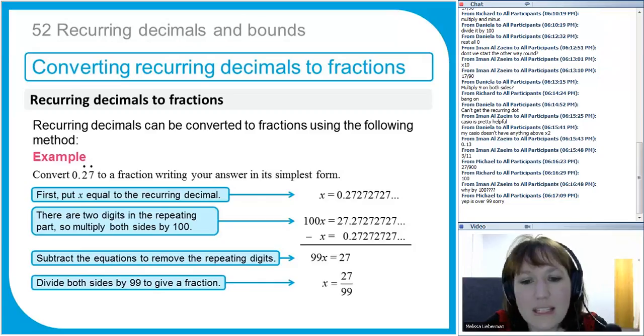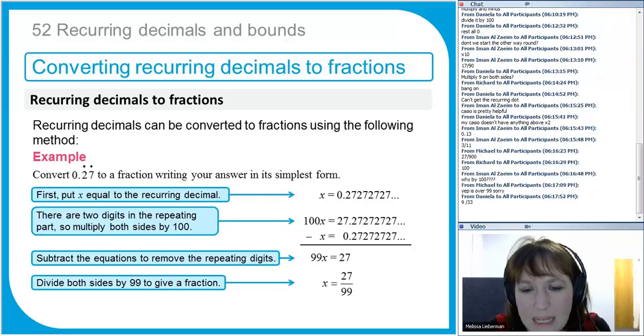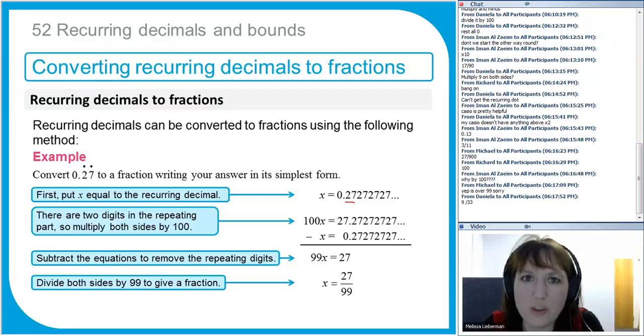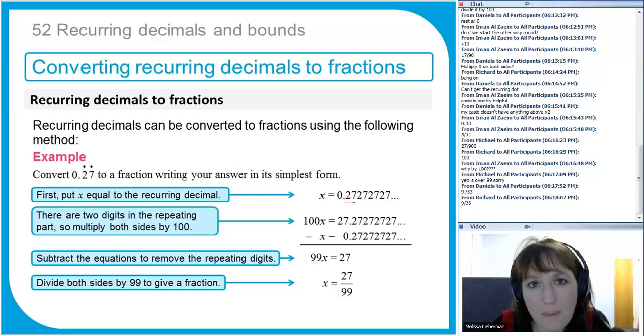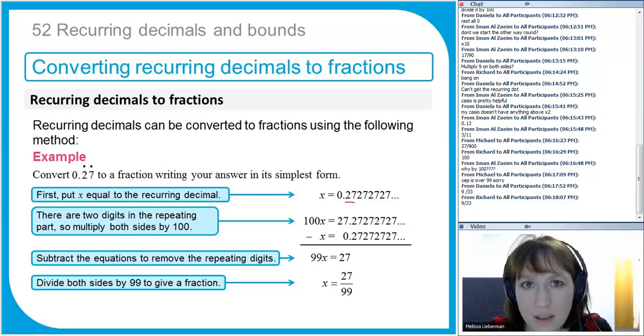And the reason I'm multiplying both sides by 100 is because there are 2 digits in the repeating part. So I need to move everything along 2. Remember, when you multiply by 10, you move all the digits along 1. If you multiply by 100, you move all the digits along 2. If you multiply by 1,000, you move all the digits along 3. So if you imagine a place value grid in the background, we're displacing all the digits by that number of places, so that when you subtract, the recurring bit that we want will just cancel out. Does that make sense?